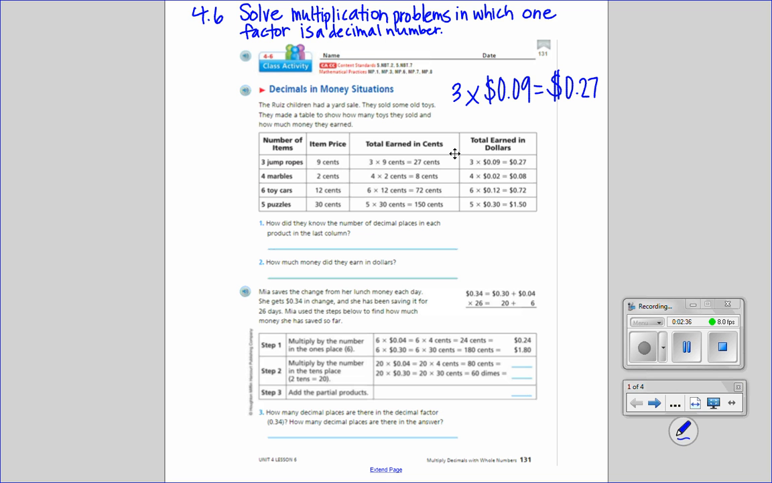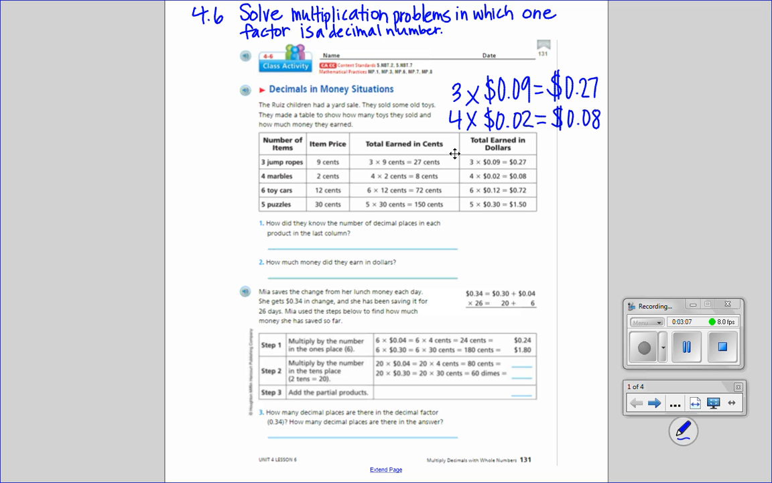Okay? We're going to do another one. I'm not going to do any explaining. I just want you to see some examples and see if maybe your brain starts to build those neuron connections. Let's see if I can see some electricity in here today. So they had 4 marbles. They were 2 cents each. What's 4 times 2? 8. So if I were to do 4 times 0.02, I still have 8 cents. It just looks like that.